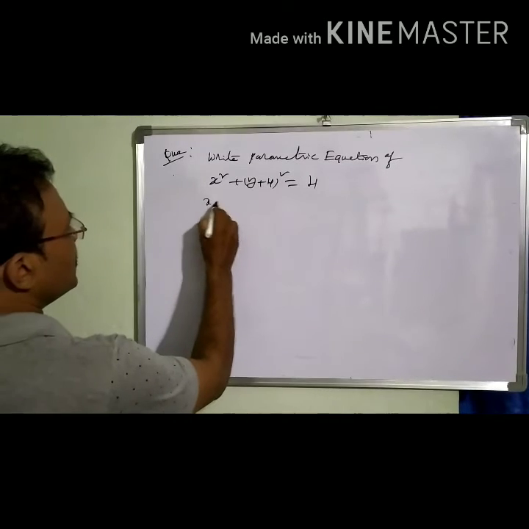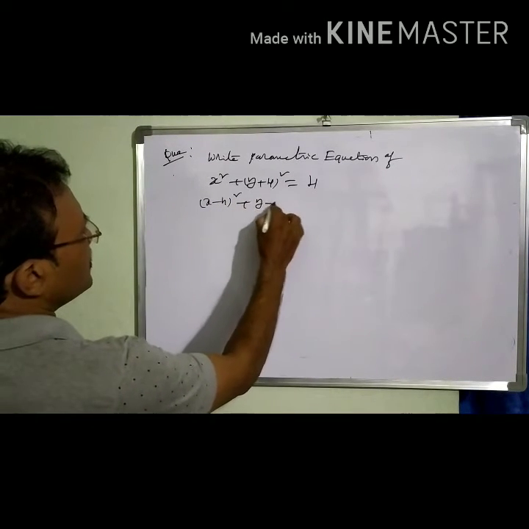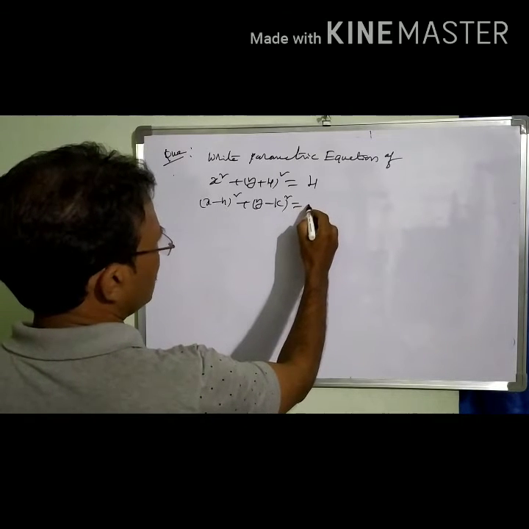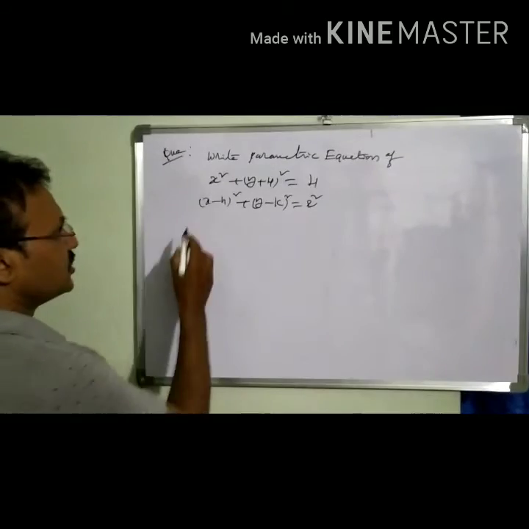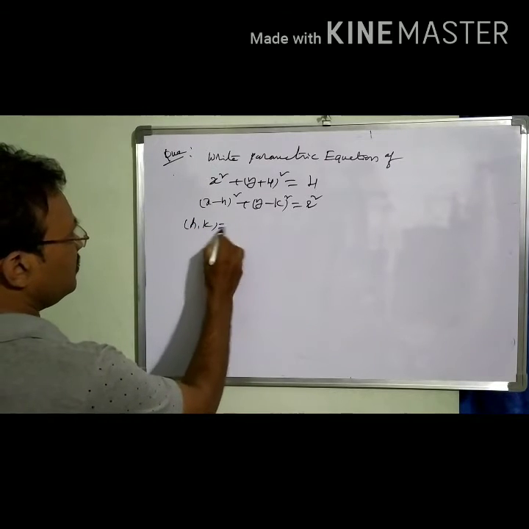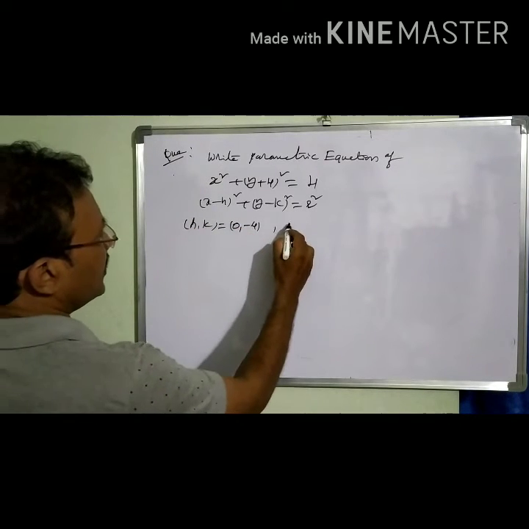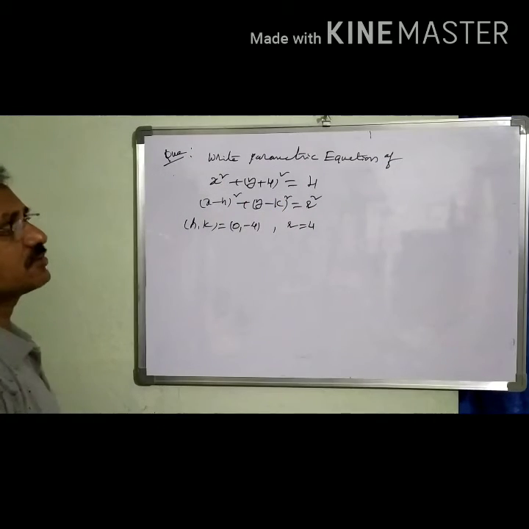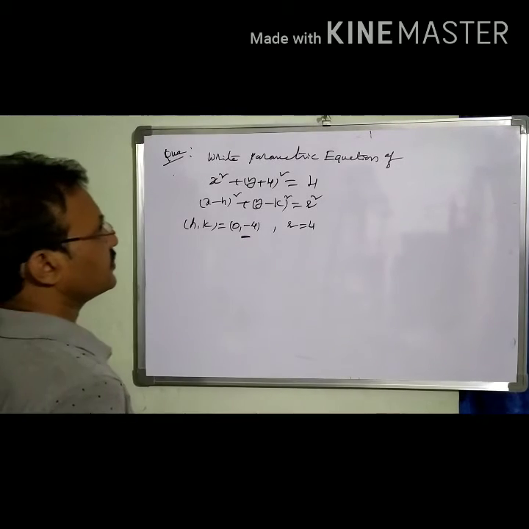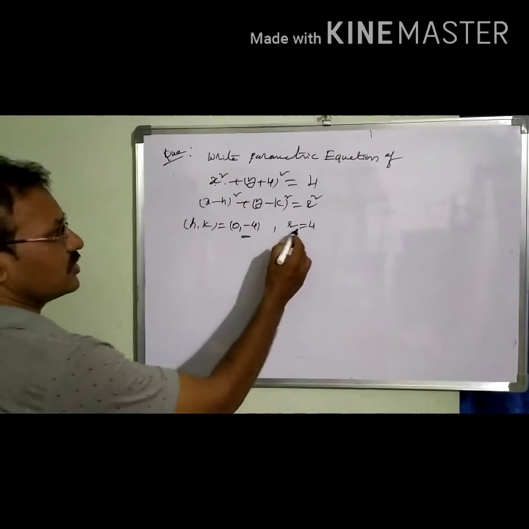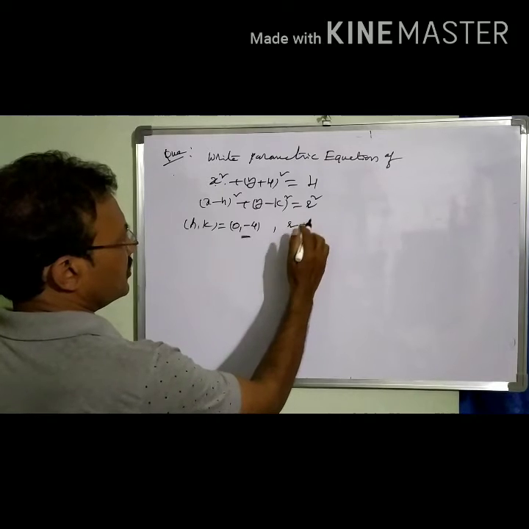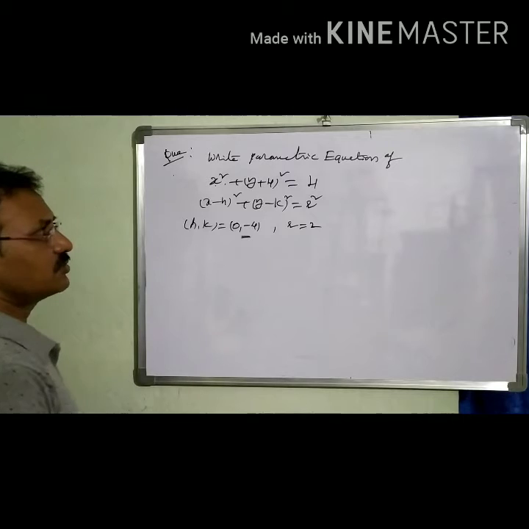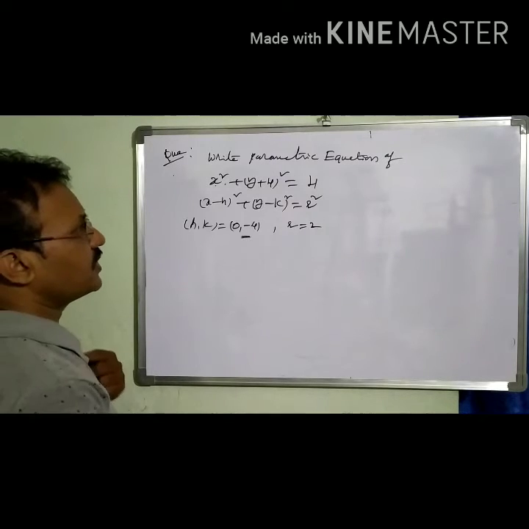So using the standard form, x minus h whole square plus y minus k whole square is equal to r square, by comparing this equation, you will get the center h comma k is equal to 0 comma minus 4 and radius r is equal to 4. Why? By comparing, y minus of minus 4, so k is equal to minus 4. X minus 0 whole square you can write there, and the radius, as we can write 4 square, radius will be 4. So this is the information about the given circle. We need to find out a parametric equation.